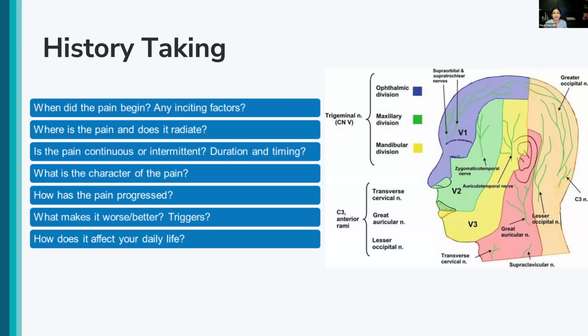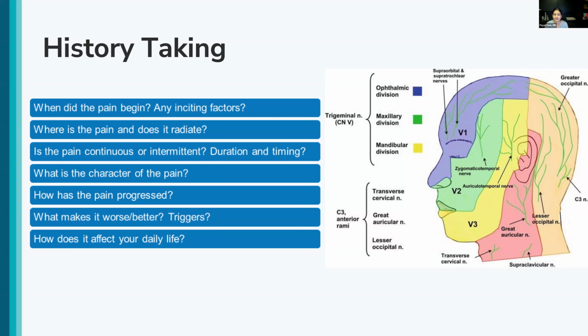So from my standpoint, when I'm seeing a patient with a facial pain complaint, the first step is always history taking, and really a detailed history is what makes or breaks the diagnosis. Ultimately, headache disorders and primary facial pain disorders are clinical diagnoses. So that means there's not a blood test or an imaging test that we do to diagnose it. It depends on the description of symptoms. So really history taking is the key.